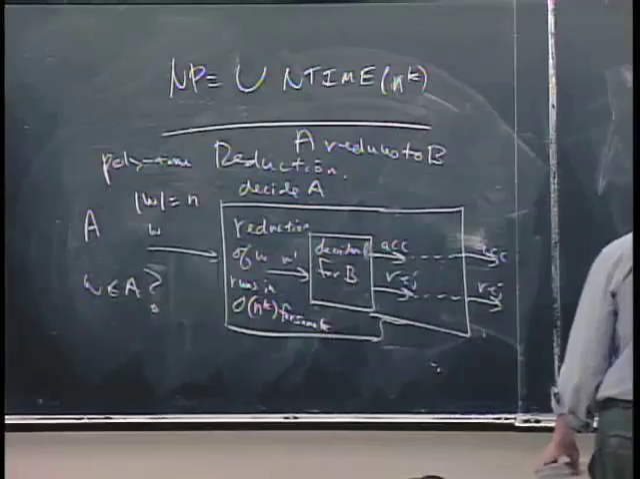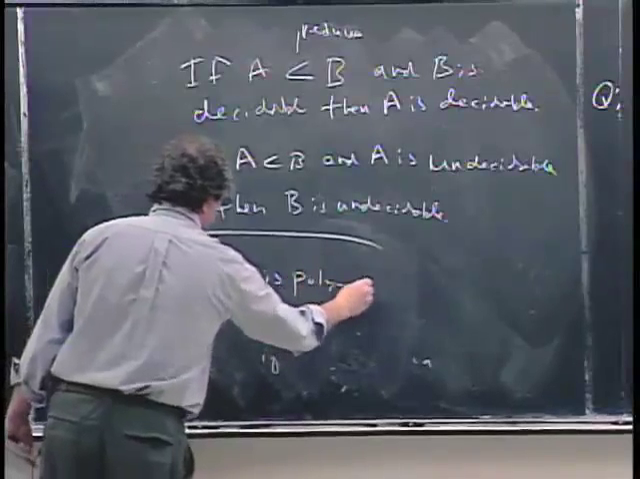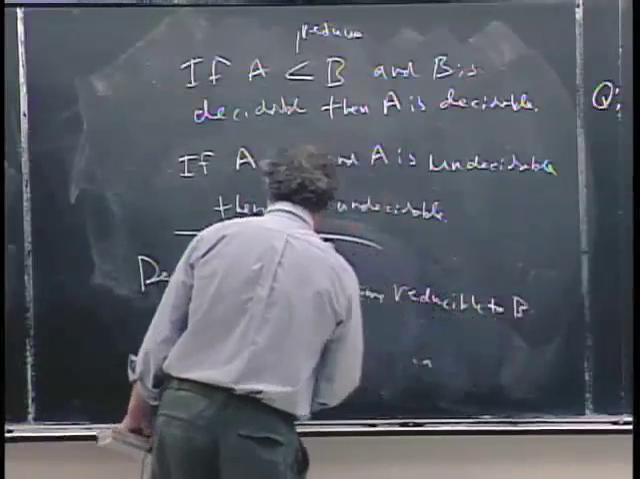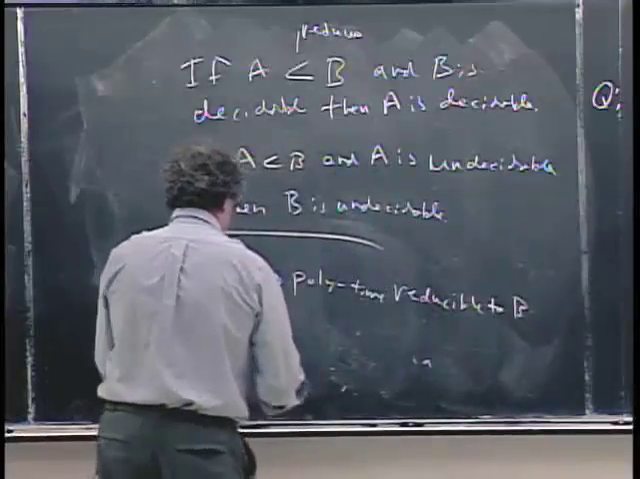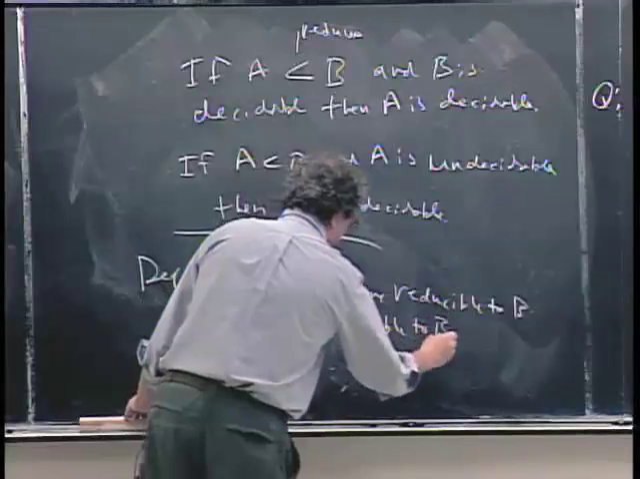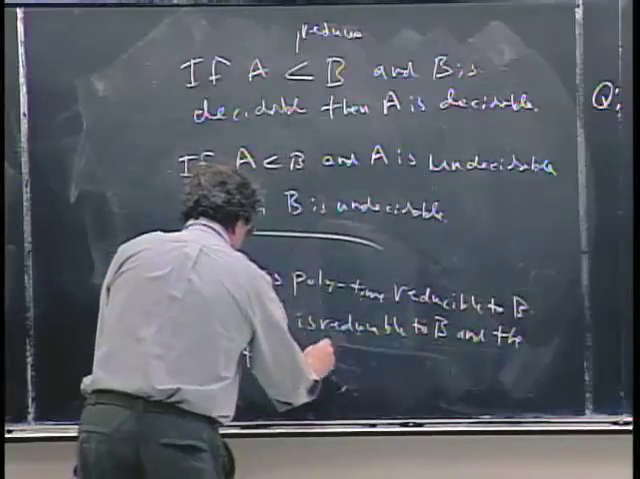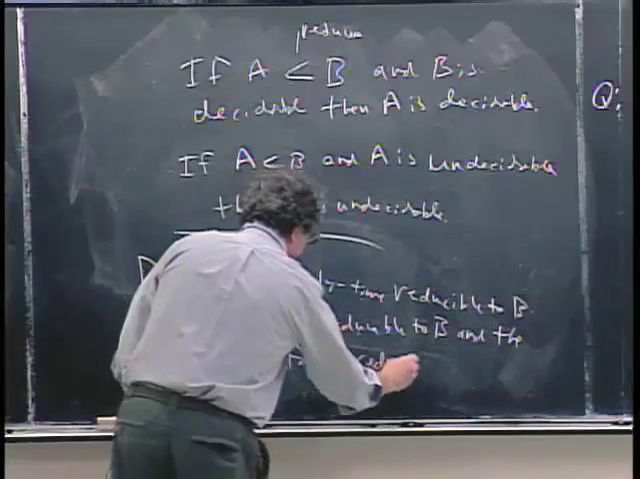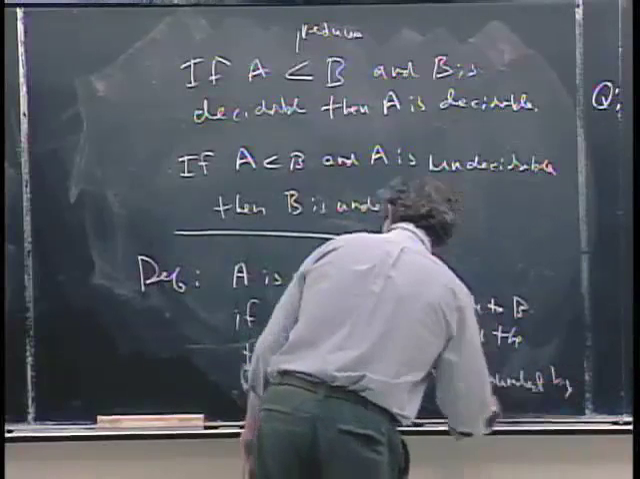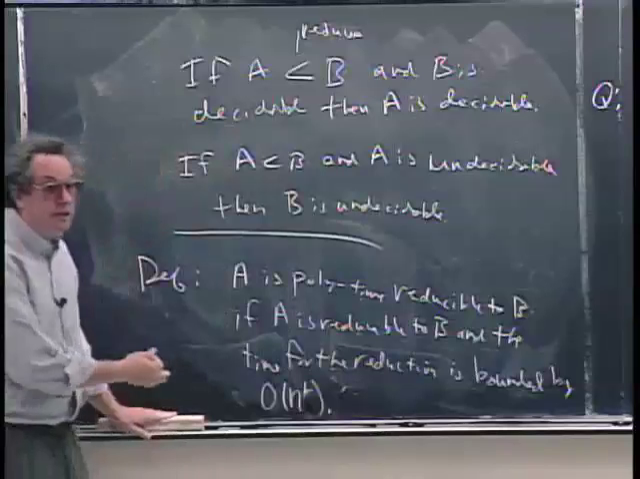So, definition: A is polytime reducible to B if A is reducible to B and the reduction, the time for the reduction, is bounded by order n to the k for some fixed k. Okay?